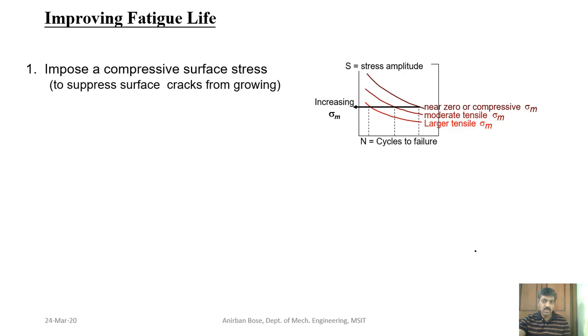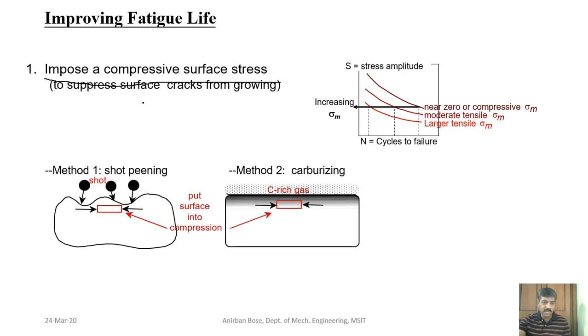Now coming to this one, which is related to how we can improve the fatigue life of a component. One technique is imposing a compressive surface stress, because you know a crack can easily grow if it is under tension. So if we can somehow impose externally some compressive surface stress, then it will be very fatigue resistant. Some techniques for that are like shot peening. In shot peening, very small hard balls, on the order of 100 microns or less, strike the surface at a very high velocity.